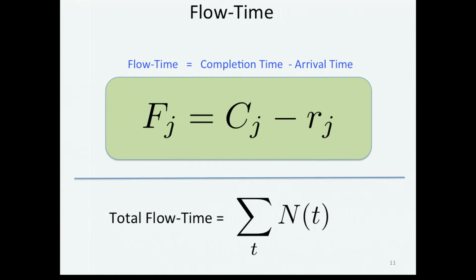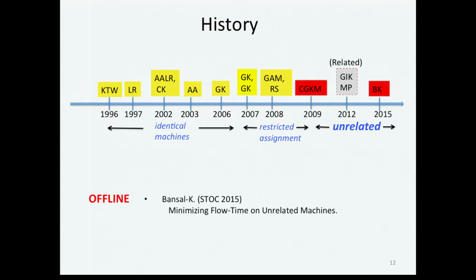So this is the formula to keep in mind. And this problem has a long history, starting from 1996. The problem of minimizing flow time has been studied both in offline and online settings. I don't want to go into details, but one thing to note is that many of the earlier results applied only in identical machines, related machines, and restricted assignment settings, but not really in the unrelated machine setting. The results for unrelated machine settings have been only recent work.